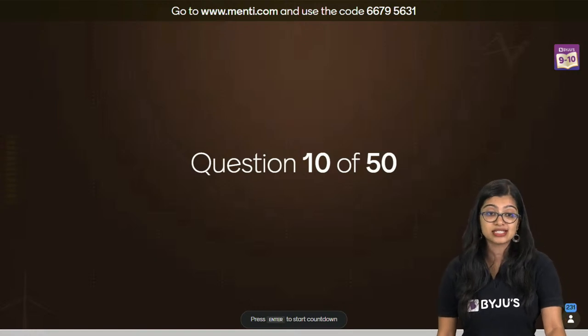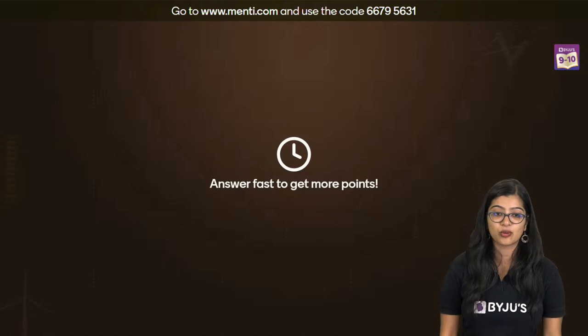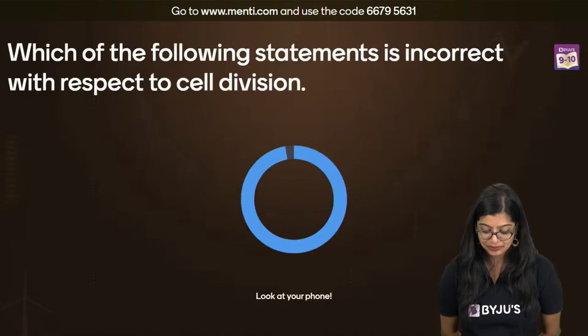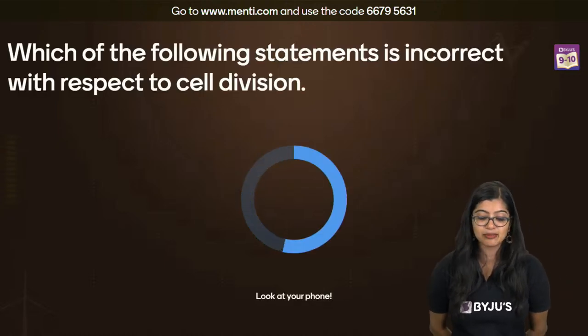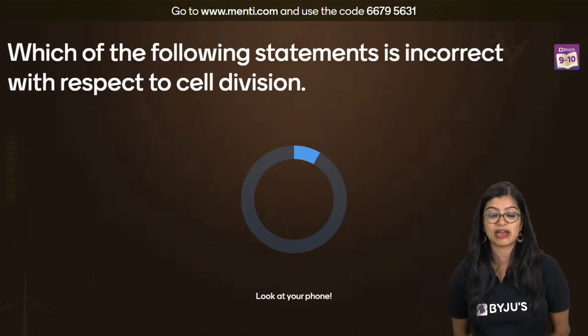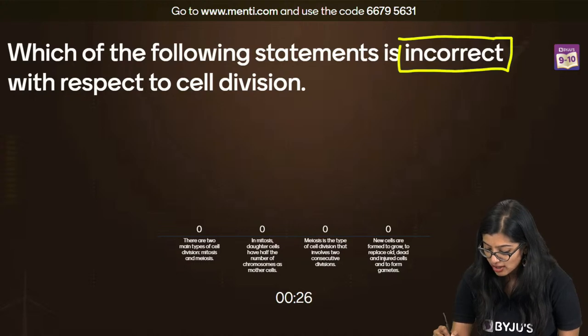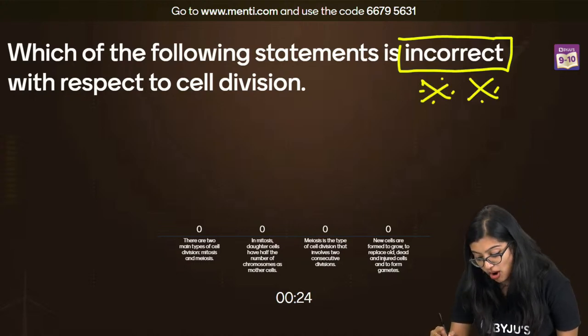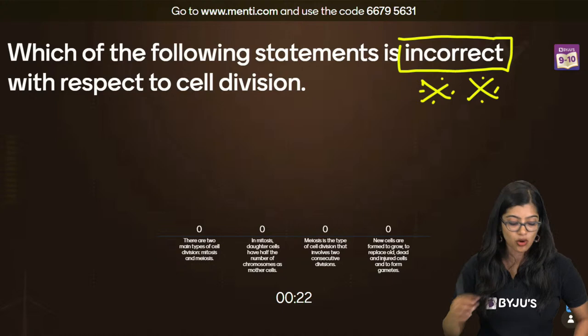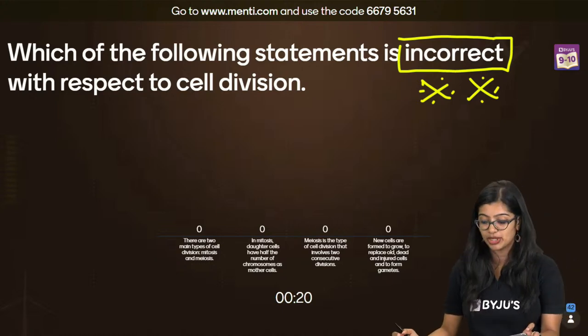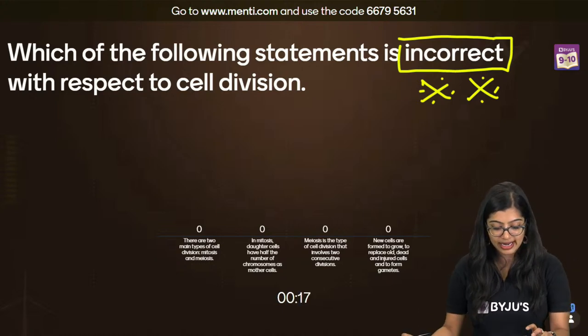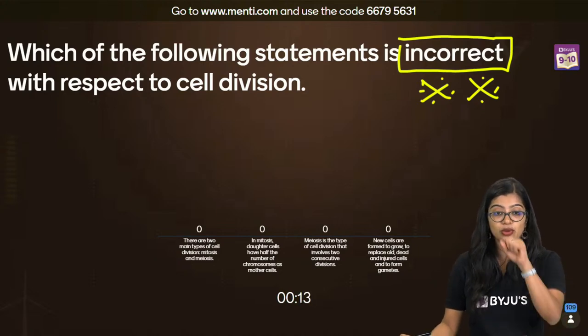Now moving on to the last question of round one before we see our first leaderboard. Let's see what the question is. Which among the following statements is incorrect with respect to cell division? I will stress on this because you all make mistakes here. All of you make mistakes in this one particular aspect. You will read correct as incorrect. So which is why I am doing this for all of you.